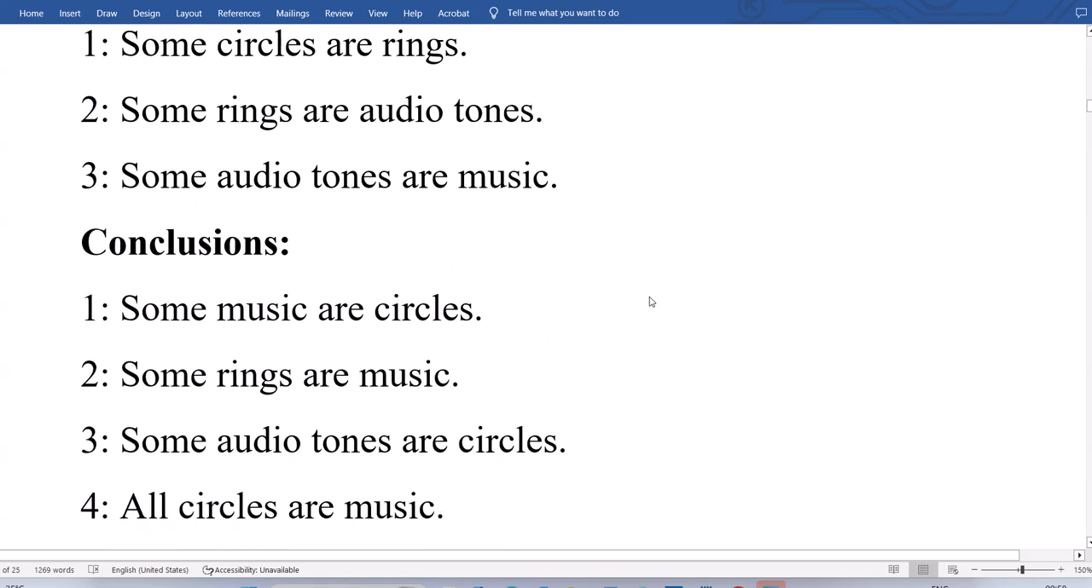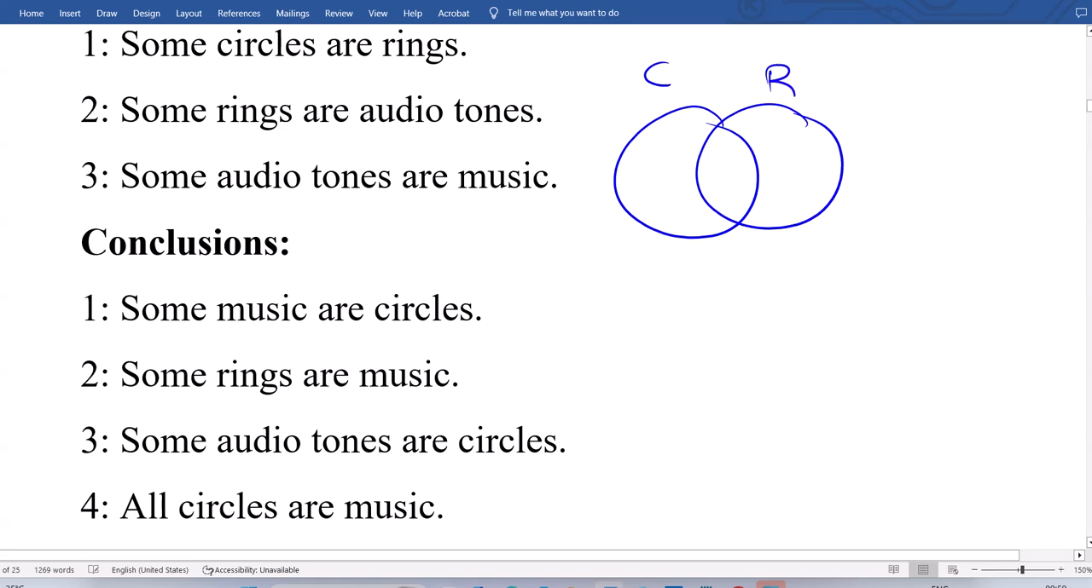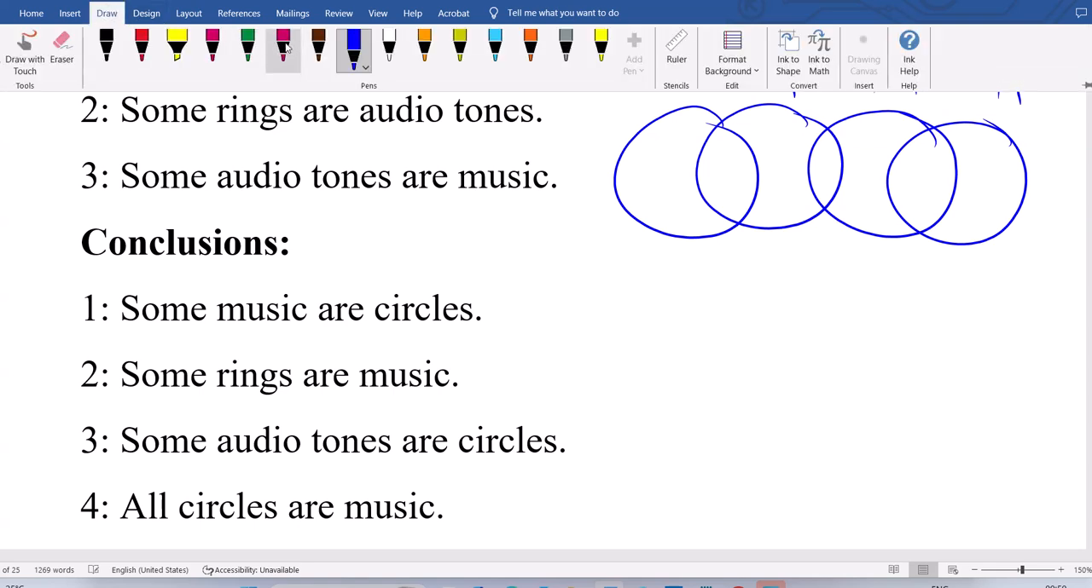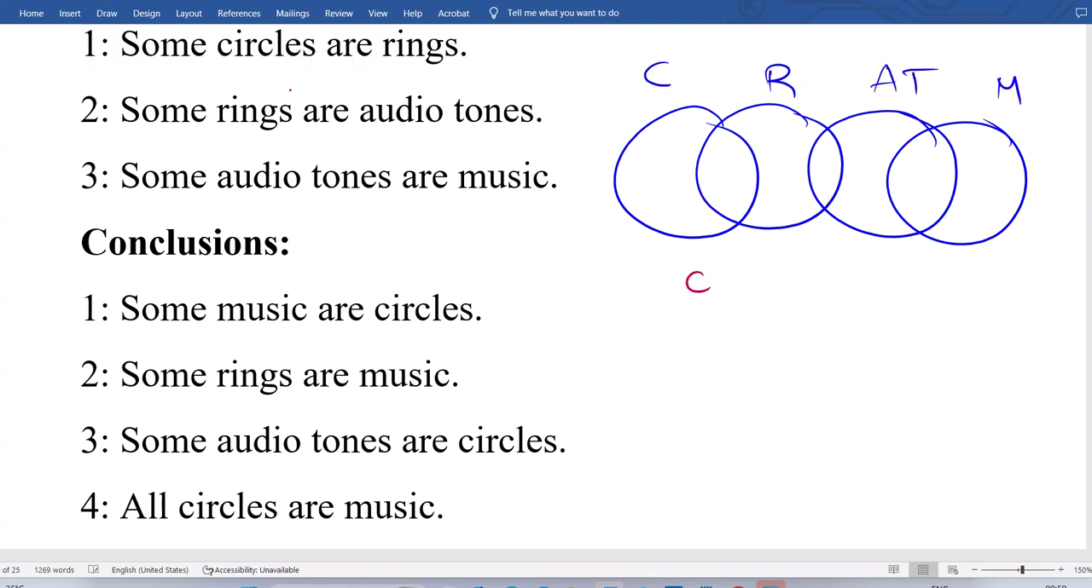So here some circles are rings. Some rings are audio tones. Some audio tones are music. This is one diagram. You can draw plenty of other diagrams as well. I am showing only one diagram. Instead of wasting my time in the exam, I'll draw one diagram. I'll see the conclusions. Conclusion 1: music and circles connected.